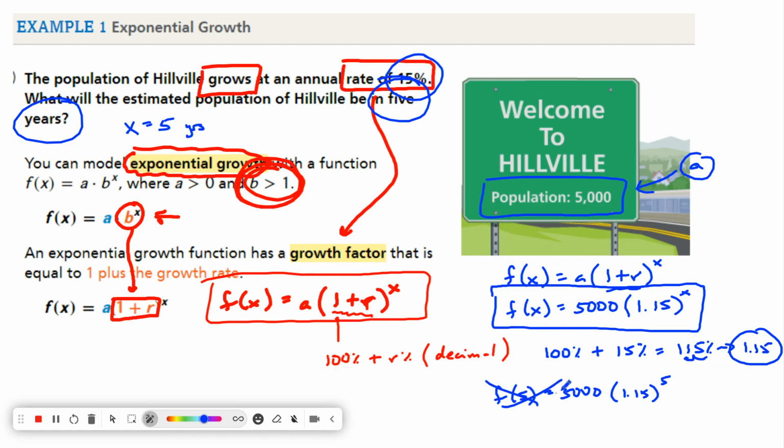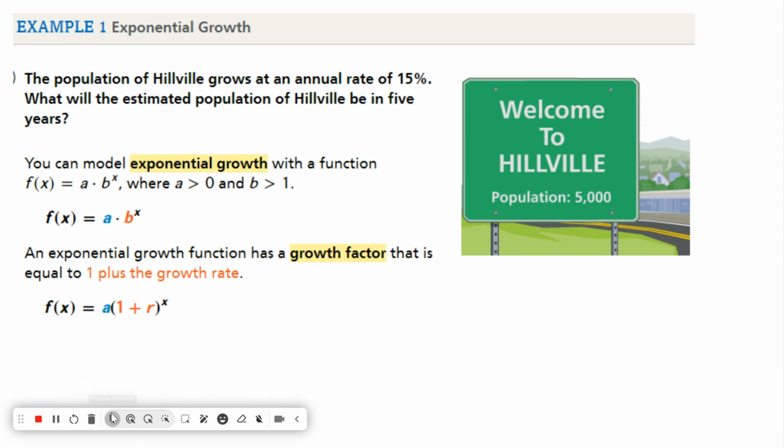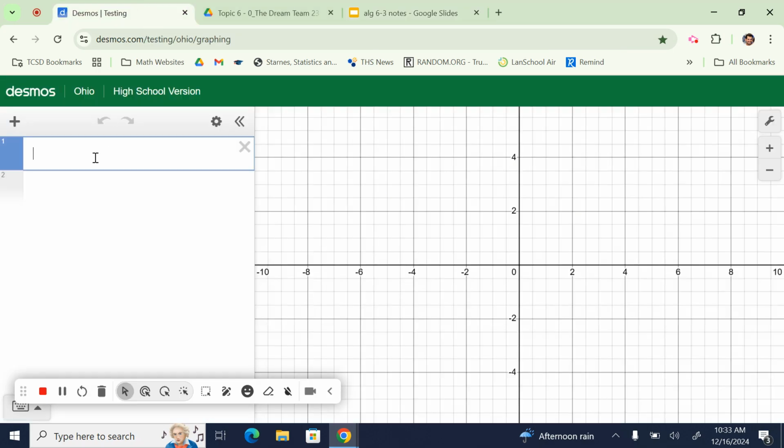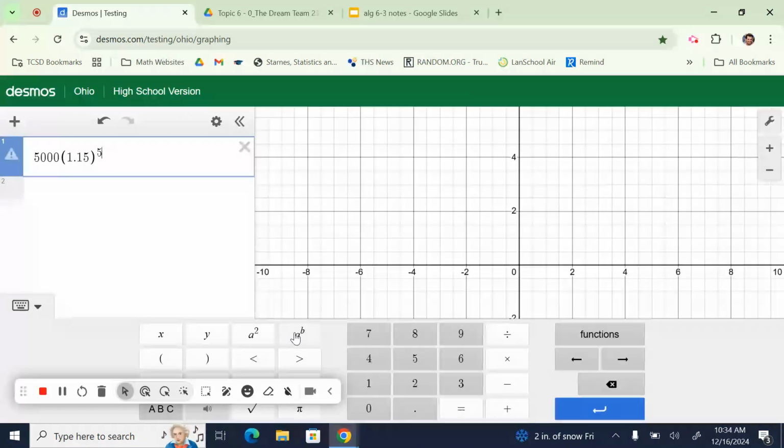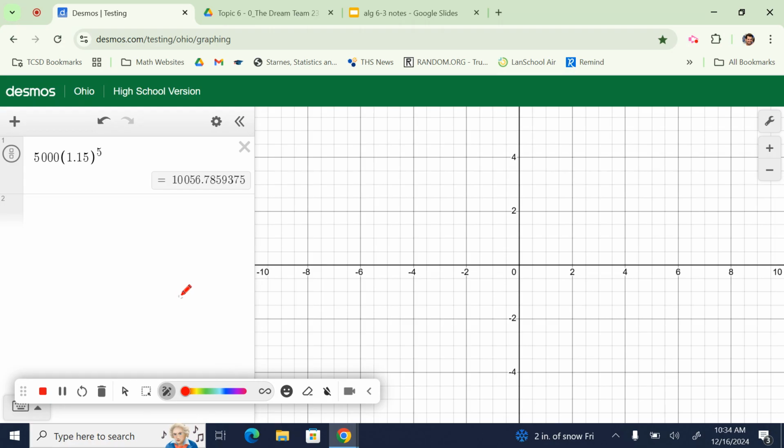And I could care less about the left side. I'm going to type the right side into Desmos, and we're going to round to the nearest person. Okay, we're going to do this in Desmos right now. So 5,000 times 1.15 to the 5th. And again, to get the exponent, you can do Shift 6 or use the A to the B button, and we'll put 5.